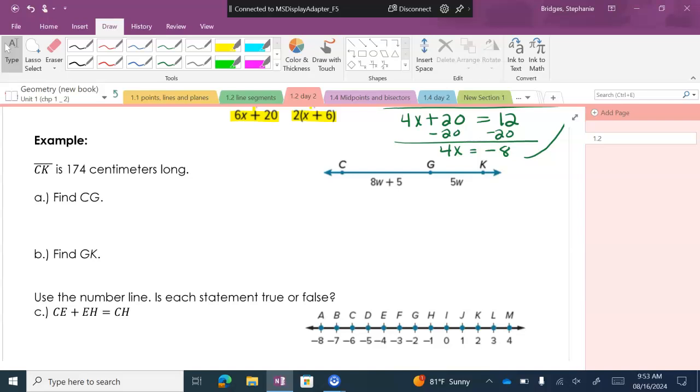So like in this particular question, G does not look like it's in the middle of CK, does it? Now, it could be, but I can't guarantee it is unless they tell me it is. They will either tell me in words that G is in the middle, or they will tell me with markings. Do the directions tell me anything about G being in the middle, or that CG is equal to GK or congruent to GK? Does it tell me that anywhere? No. Okay. What does it tell me though? Segment CK is how long? 174. So this kind of goes back to what we did yesterday.